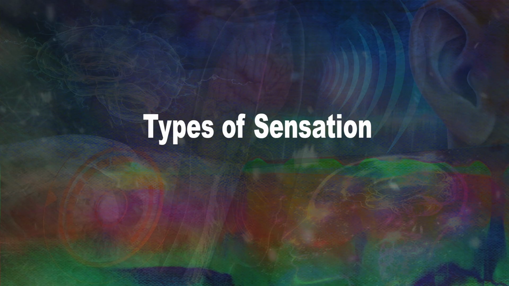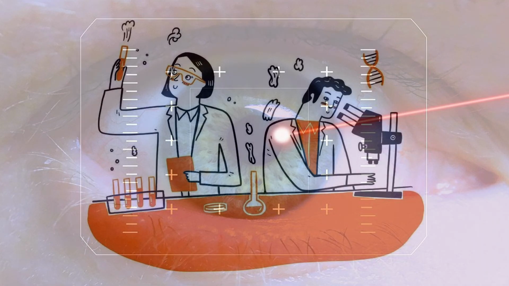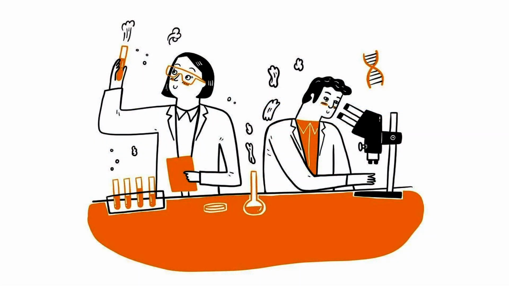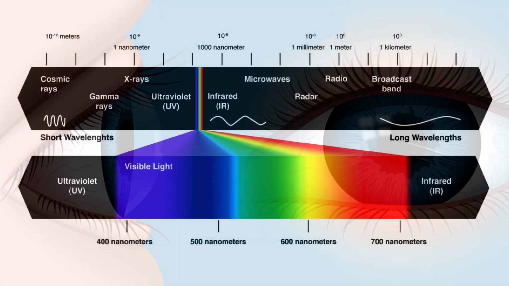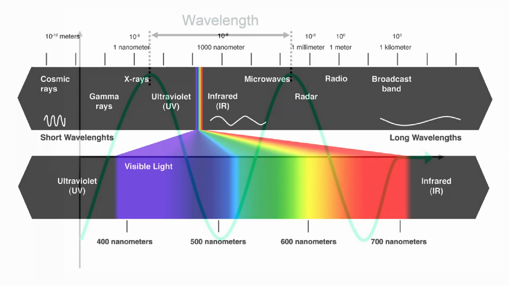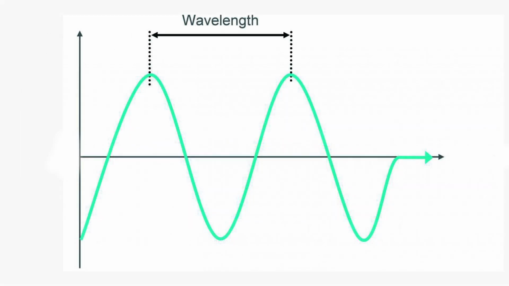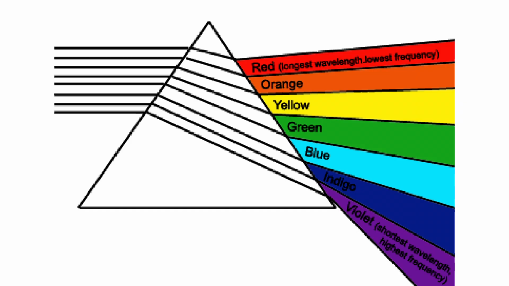Types of sensation. Vision. Vision is the most studied of all the senses. One thing vision researchers have known for a long time is that there is a great deal more information in the sensory environment than our eyes can take in. Eyes can respond only to a band of light waves called the visual spectrum. These waves are measured in wavelengths, the distance from the peak of one wave to the peak of the next. The shortest light waves we can see appear violet, while the longest visible waves appear red.